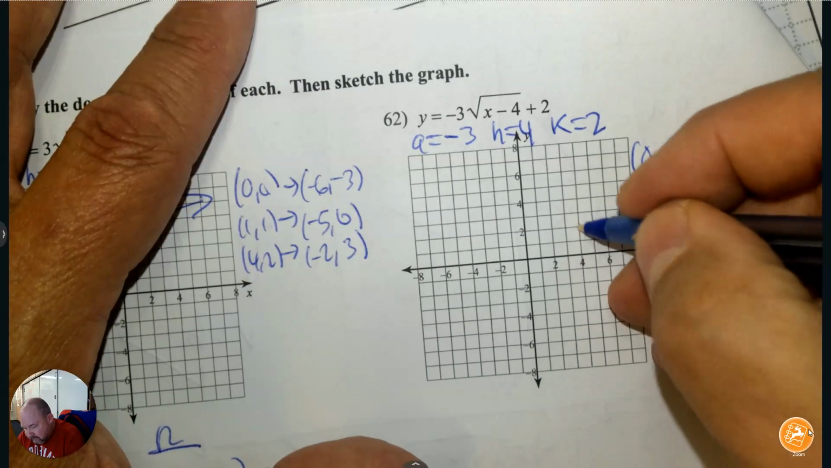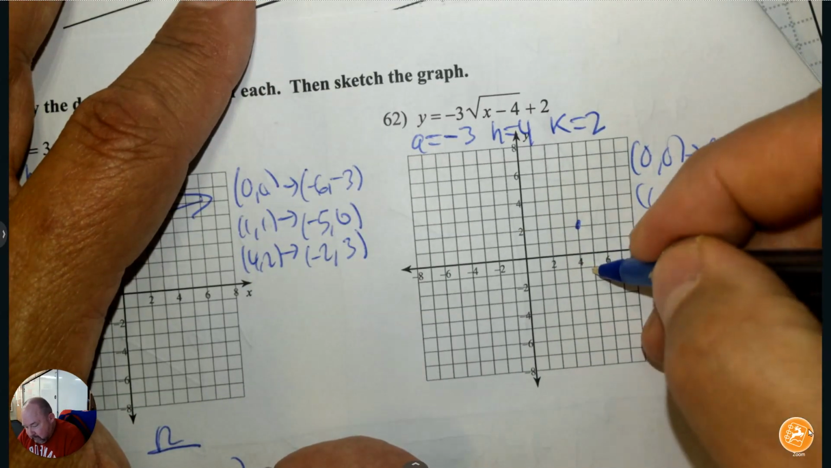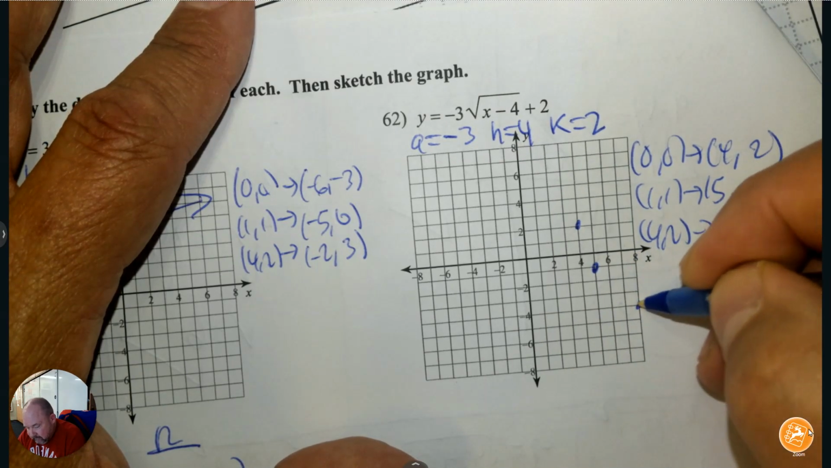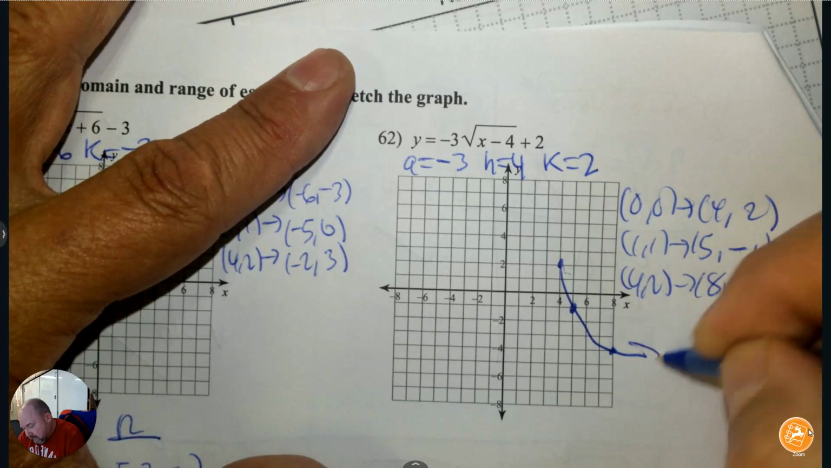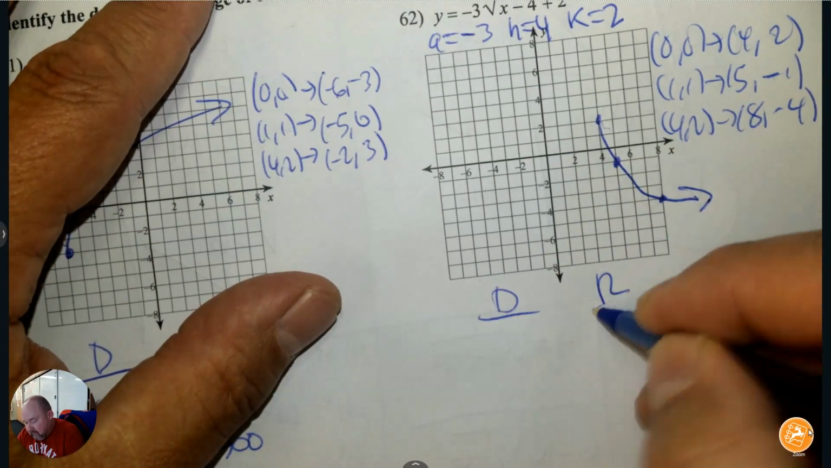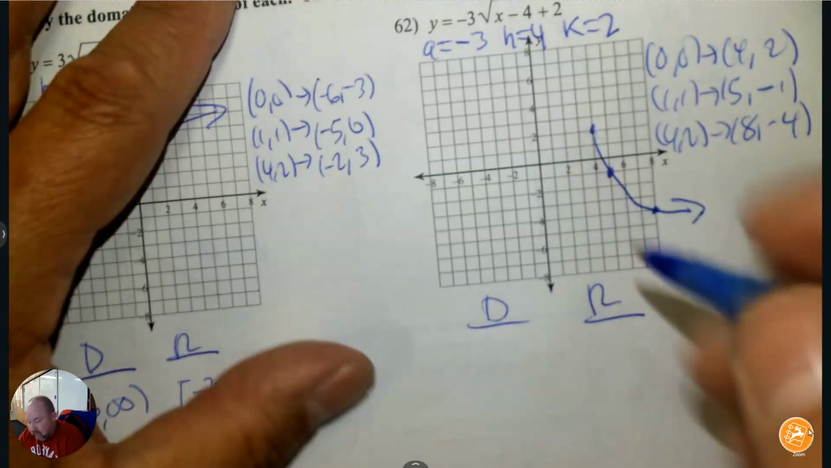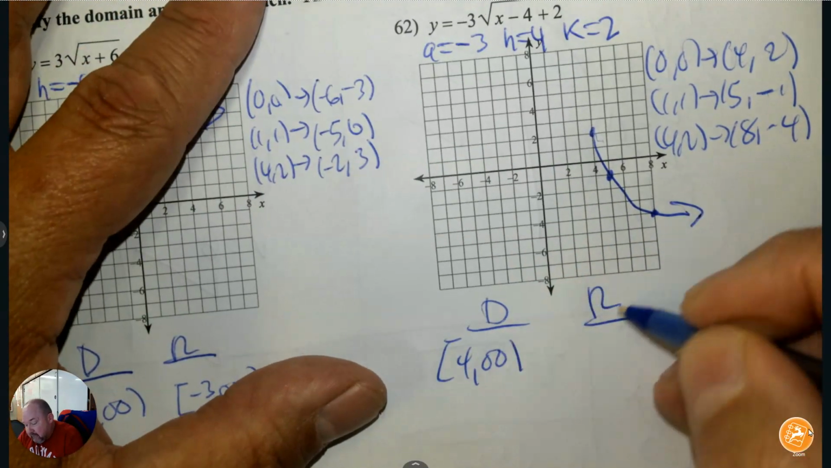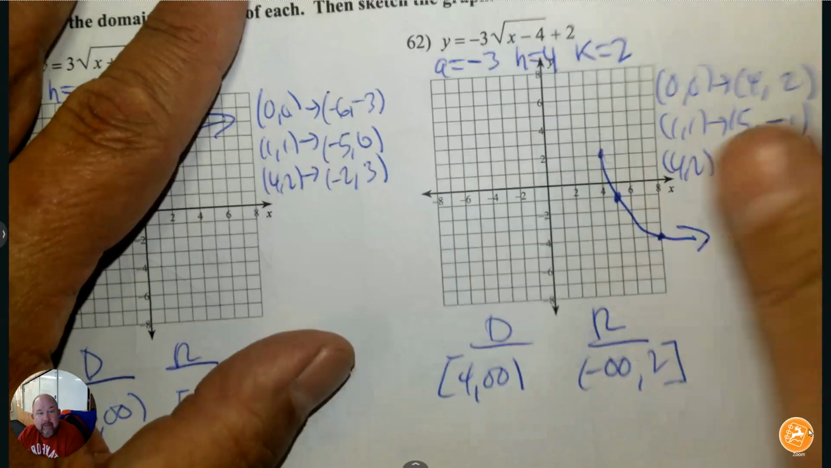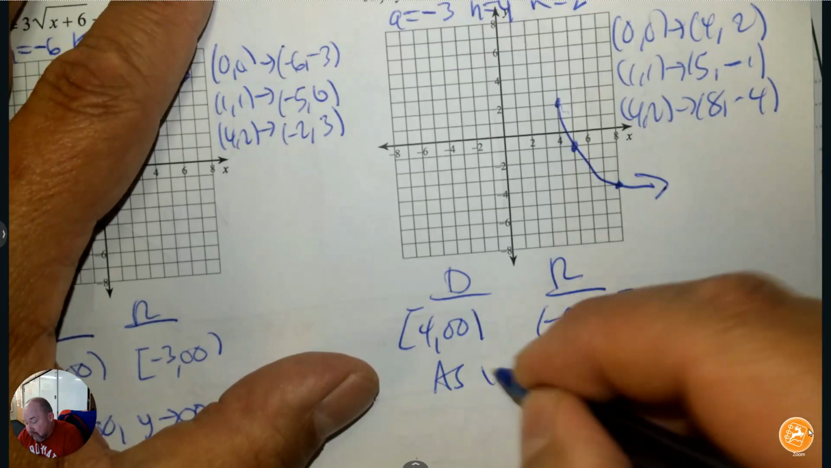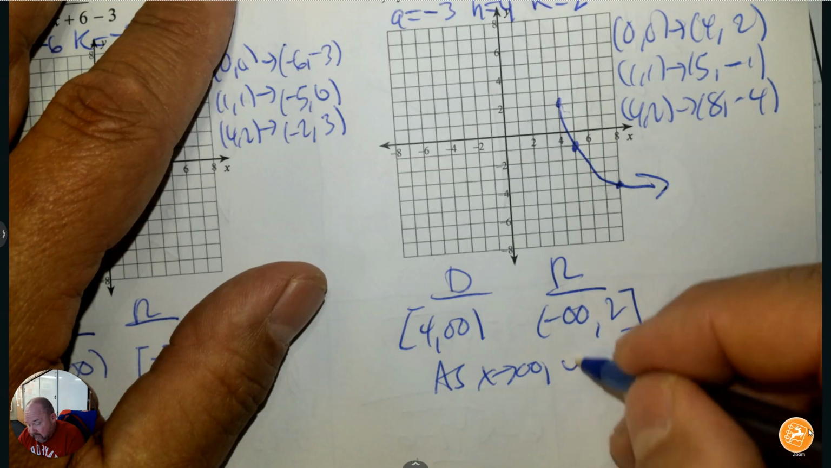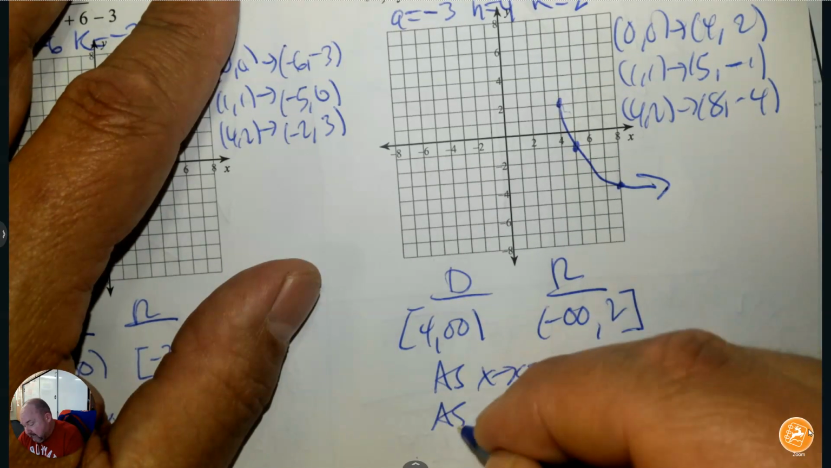So (4, 2), (5, -1), and then (8, -4). And then draw your curve. So again, what I'm looking for is the domain and range. The domain again comes from the h, that's 4 to infinity. The range goes to the bottom, it's -infinity up to 2, a little different. And then the end behavior, the right end is going down because of the reflection, because a is negative. And the second is h, k.